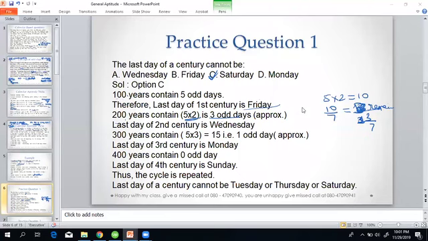How is it Sunday for the 4th century? Because in the 400 years, there are 0 odd days. The first day is Monday. Okay, so the week is completed from Monday to Sunday, because there are 0 odd days. So when the week is completed, the last day is Sunday. 1 odd day means Monday. 2 odd days means Tuesday. 3 odd days means Wednesday. Because it has 0 odd days, the week has completed on Sunday, because the first week started from Monday.